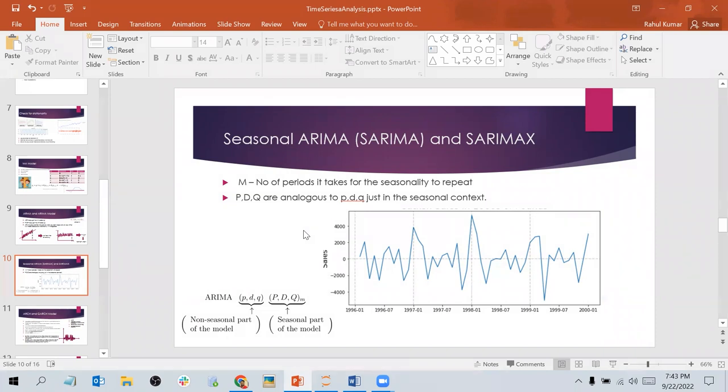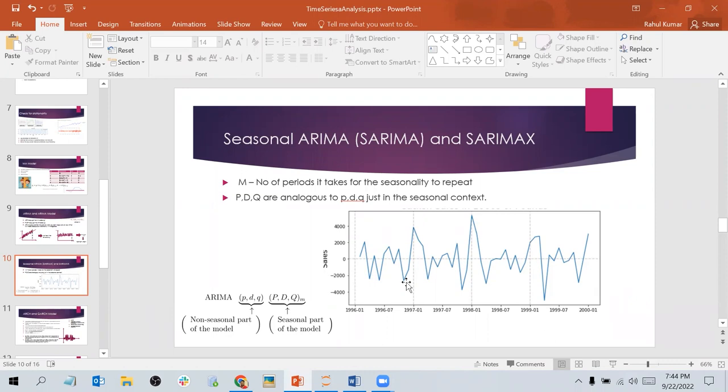Now, let's look at this data. If you see this pattern, over 1996 to January 1997, this pattern somehow repeats in each year, isn't it? That means there is some kind of seasonality in this period. So in this case, we go for what we call the SARIMA model.